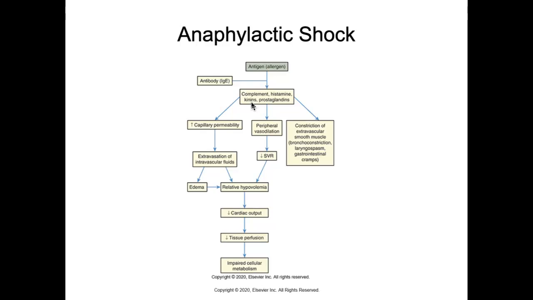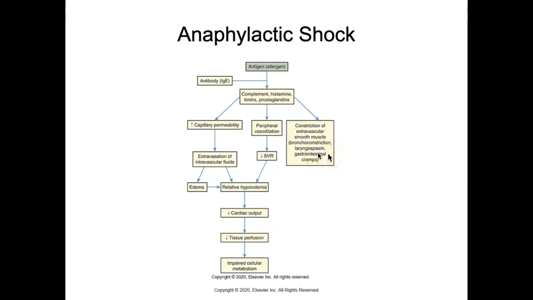So that being secreted is going to lead to vasodilation and vascular permeability. And we also get a constriction of extravascular smooth muscles. So we get bronchoconstriction, which makes it difficult to breathe, laryngospasms, and gastrointestinal cramps.